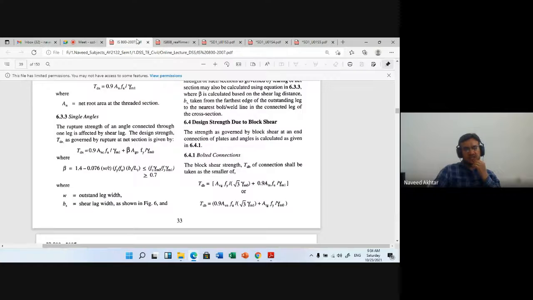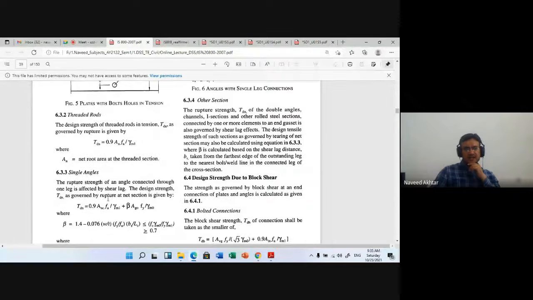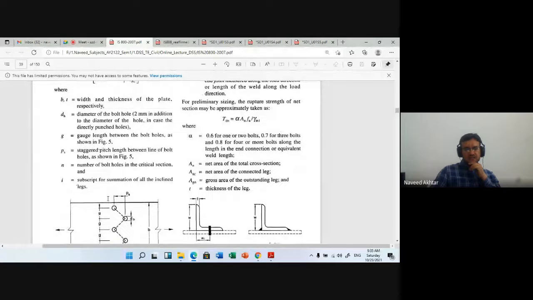So if you see the IS 800 2007, you have beta is equal to 1.4 minus 0.076 w by t into Fy upon Fu into bs upon Lc. Okay, what are these values? So these values, w is the outstanding leg. Outstanding w is the outstanding leg. w is 75. Outstanding leg.